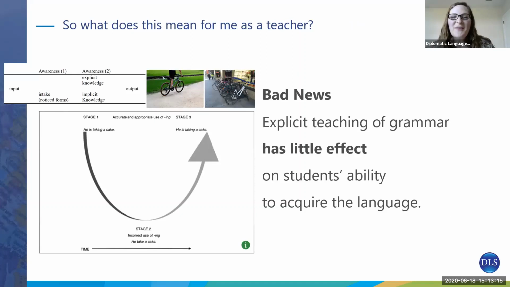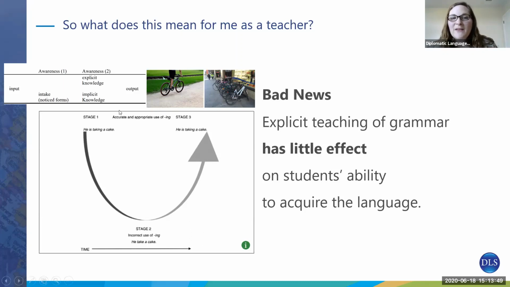So that's a lot of information about what's happening in your brain, but what does that mean for me as a teacher? So first, the bad news. Research has shown that explicit teaching of grammar has little effect on students' ability to acquire the language. So no matter what you do as a teacher, how clear your explanations are, how much practice you give, eventually it's going to have little effect on the student's ability to acquire the language.